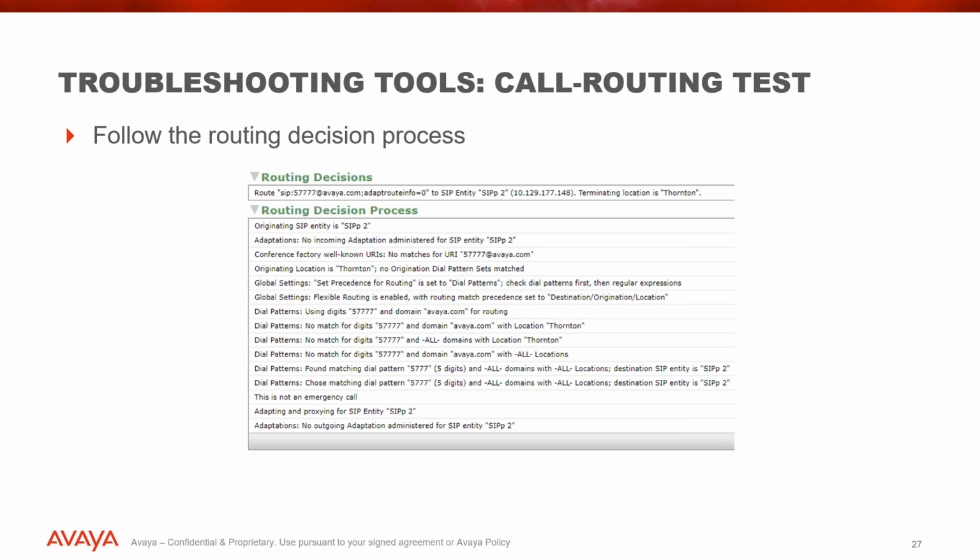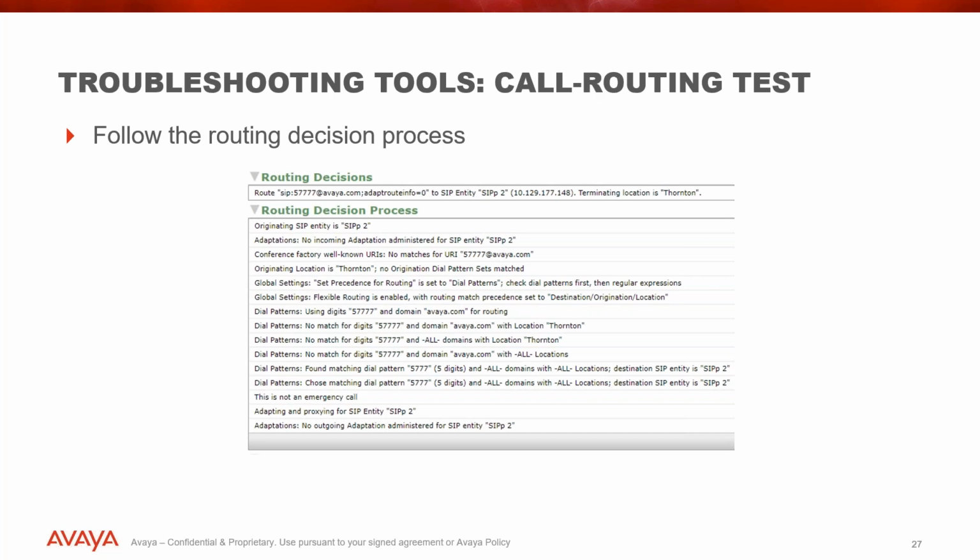So routing decisions is just a one-line summary of where this invite would have wound up going. So my request URI sip:57777@avaya.com would have routed to the SIP entity SIP P2, and the terminating location is Thornton. Just a one-line summary of where this would have gone. And then you've got multiple pages of information about why it would have gone there. So if you've got something administered not the way you expected, this is where you would see what happened. So things like, what SIP entity did Session Manager believe this invite was coming from? If that's different than you expected, then maybe you should check the ports on your entity links, for example.